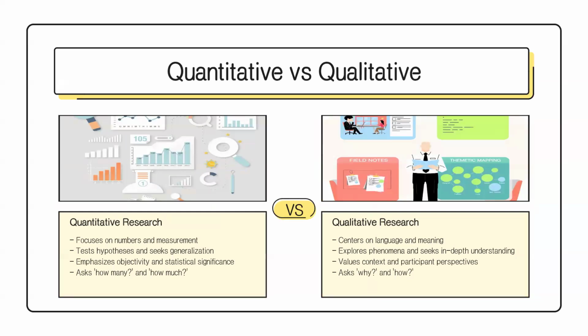We saw this comparison earlier, but let's quickly review the differences. Quantitative research focuses on numbers, tests hypotheses, and seeks generalization. It asks how many. Qualitative research focuses on meaning, explores phenomena, and seeks in-depth understanding. It asks why and how.